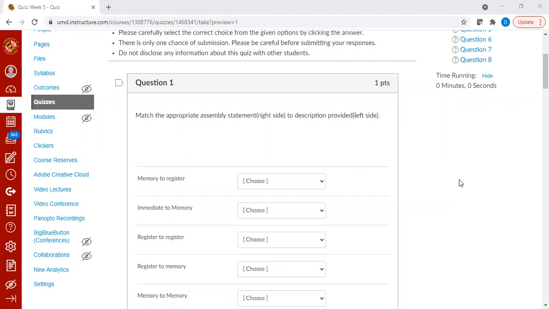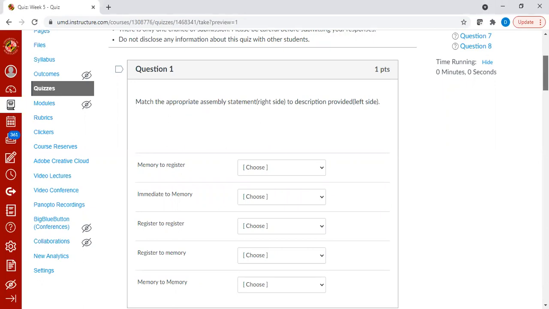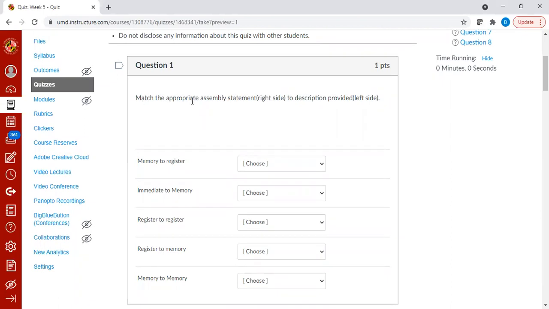Hello, in this segment, I will go through the answers to the following quiz questions. They are basic assembly language and C language oriented questions. So very quickly, we will summarize the answer here. First question, match the appropriate assembly statement to the description.